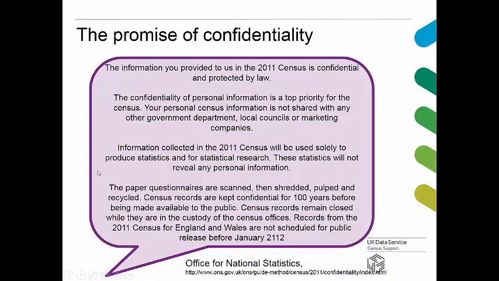And this is the text that would have appeared on the census form. So basically, confidential personal information is top priority for the census. Personal information is not shared with any other government department, local councils or marketing companies, and it's used solely to produce statistics for research.